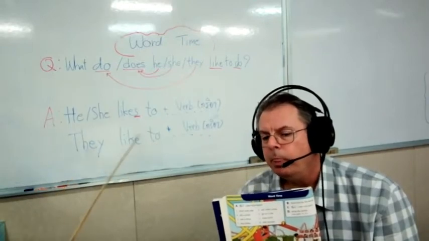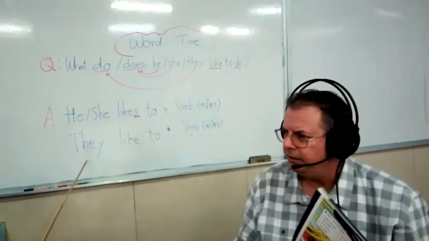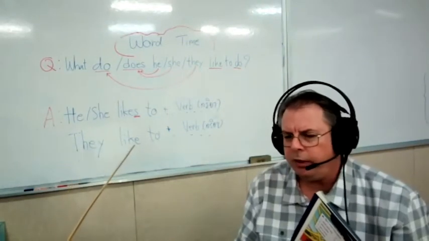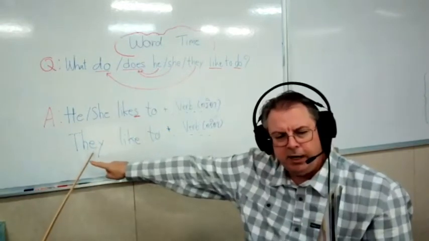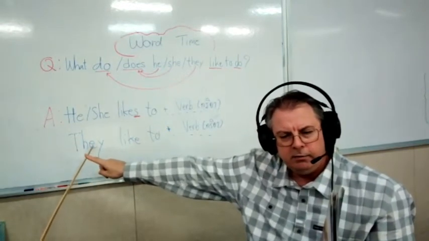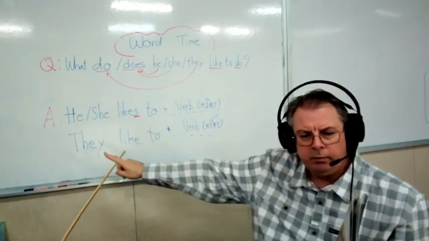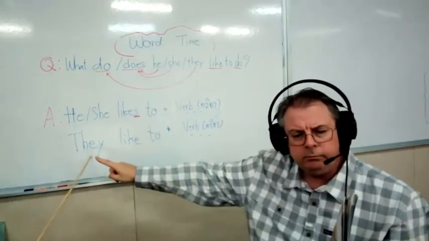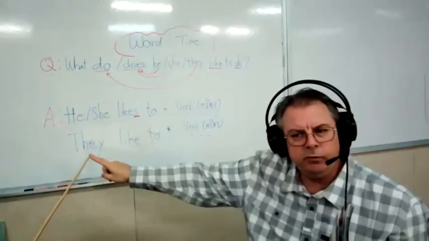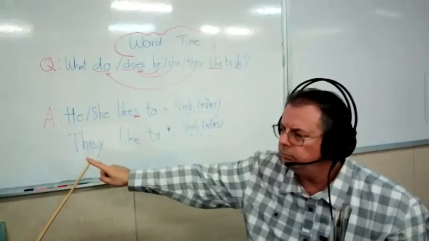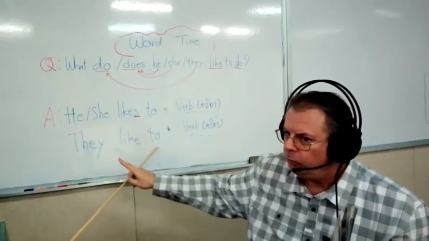See a show. You didn't say the full sentence. What do they like to do? You've got to do it like this. Read this. What do they like to do? They like to do see a show.